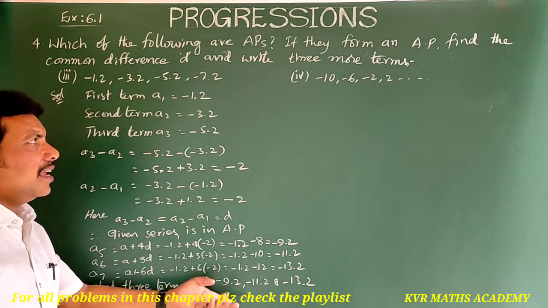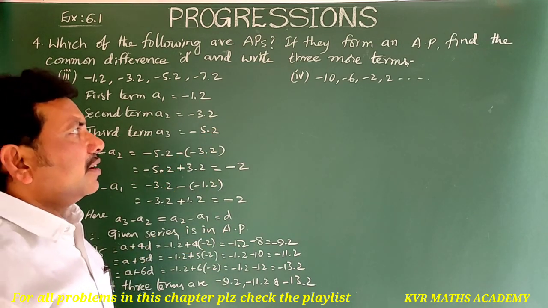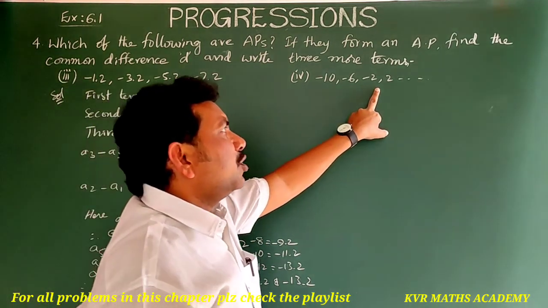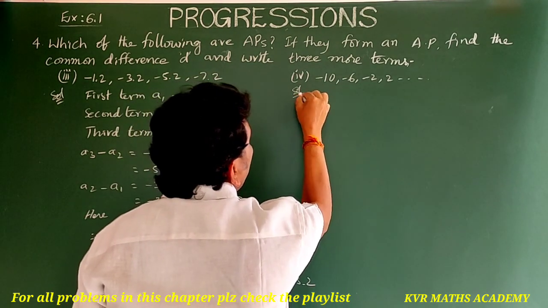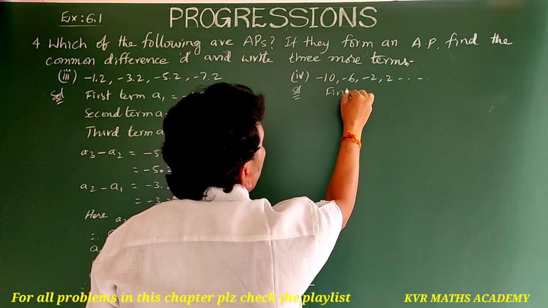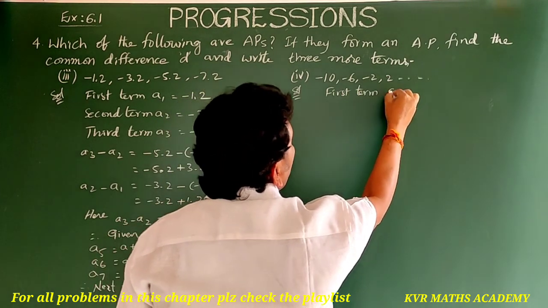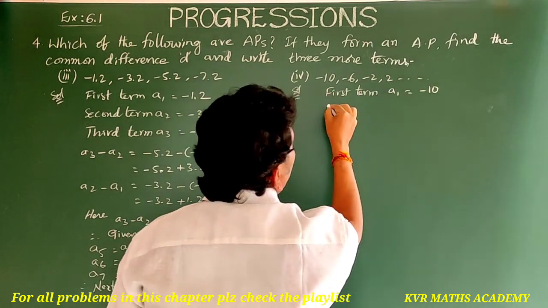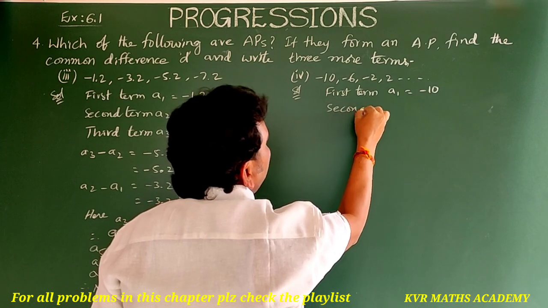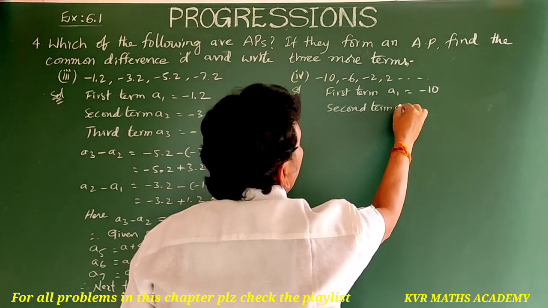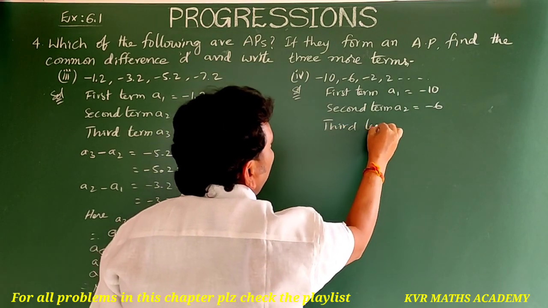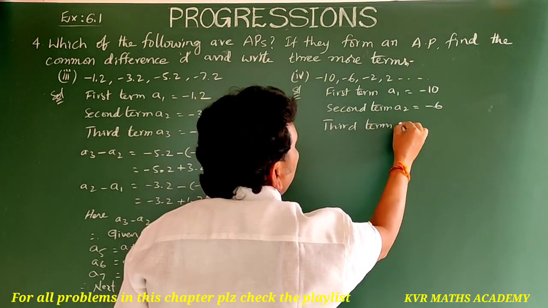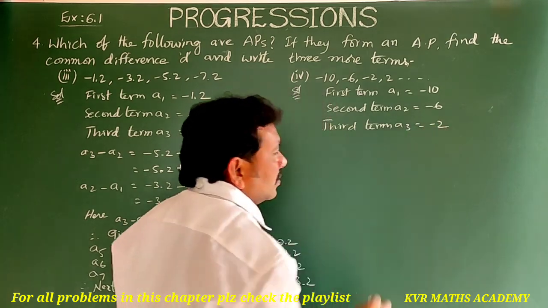Is it clear? Coming to the fourth one. Minus 10, minus 6, minus 2 has been given as the series. Solution. See, first term, a1 is equal to minus 10. Next, second term, a2 is equal to minus 6. Next, third term, a3 is equal to minus 2.